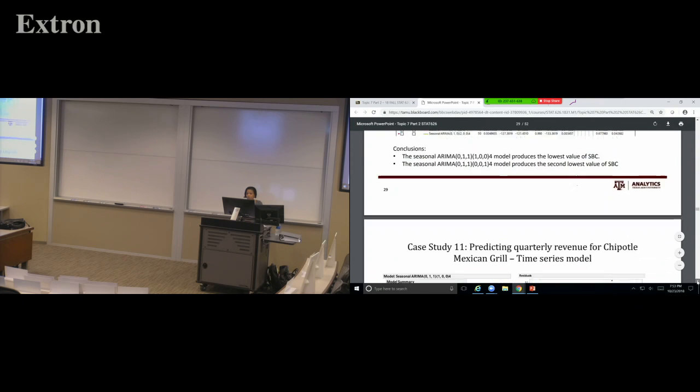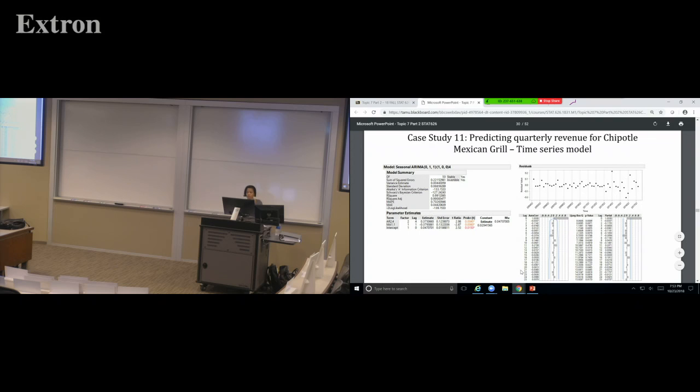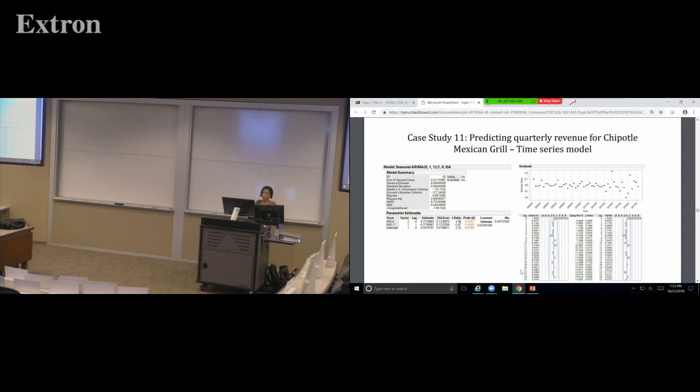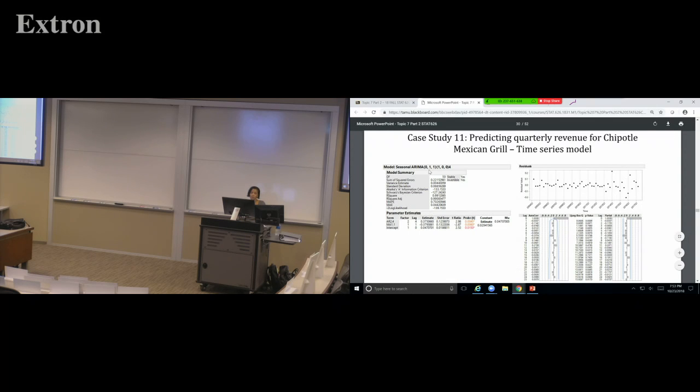So looking at our first one, seasonal 0111004. If you're trying to remember what all that means, the first part is our non-seasonal model components. The second part is the seasonal model components. And so in the non-seasonal model components, we have a difference, and we have a moving average of order 1. In the seasonal, we have an autoregressive of order 1 with the cycles being 4.